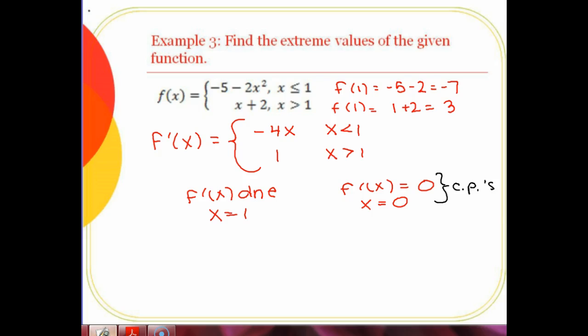Okay, CPs are 1 and 0. So what you have to do is go back to the original and find f of 1 and f of 0. And you have to be careful to plug them in correctly. So f of 1 is -7 because 1 is included on the top function. F of 0, well, 0 is included on the bottom function. So f of 0 is -5.